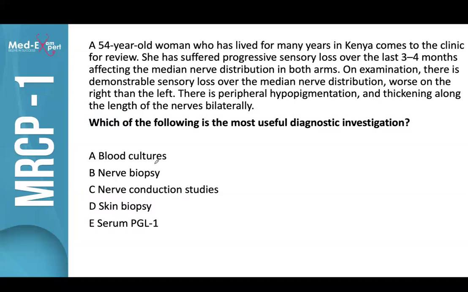A 54-year-old woman who lived many years in Kenya comes to the clinic for review. She suffered progressive sensory loss over the last 3-4 months, affecting the median nerve distribution in both arms. On examination, there is demonstrable sensory loss in the median nerve distribution, worse on the right than the left. There is peripheral hypopigmentation and thickening along the length of the nerves. What is the diagnosis? The diagnosis here, all of you will know, is leprosy.